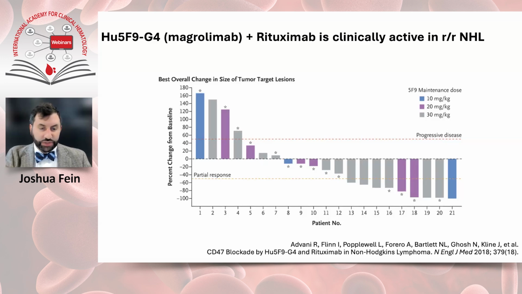And the median age on this study was 59 years old. 95% of the patients who went on this study were refractory to a rituximab-containing regimen. 64% were refractory to their previous regimen. Only 18% had had a prior autologous transplantation.